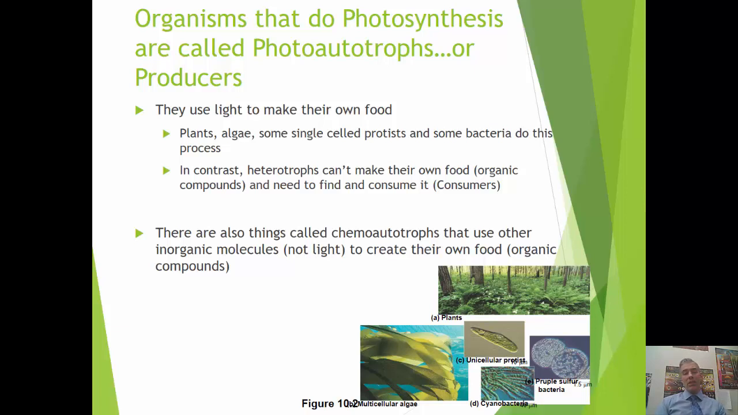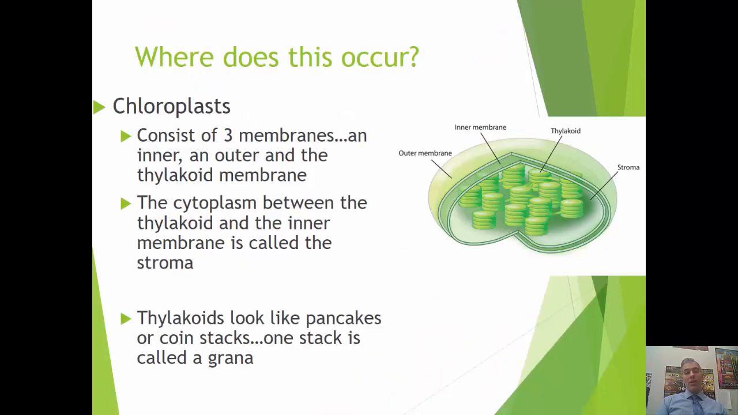So there are these things called chemoautotrophs, which make their own food, but instead of using light, they'll use chemicals and the reducing power of certain chemicals to do so. So where does this process occur in the plant? What organelle? Specifically in the chloroplasts.